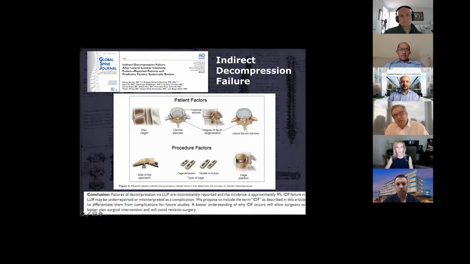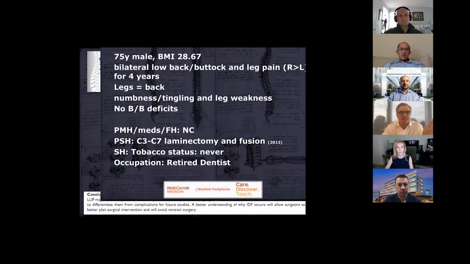However, if you do direct decompression with a TLIF, MIS-TLIF procedure, you can look at the nerve roots and you get a beautiful decompression. Now, and we just published this, there's about a 10% incidence of failure of indirect decompression. So those patients where you do lateral surgery, and you have to take them back because they failed your operation, you got to do direct decompression.